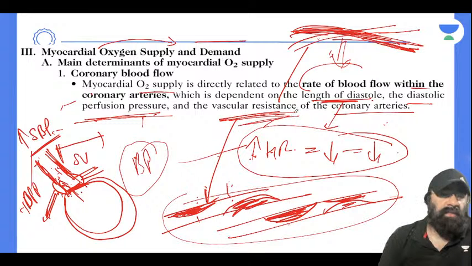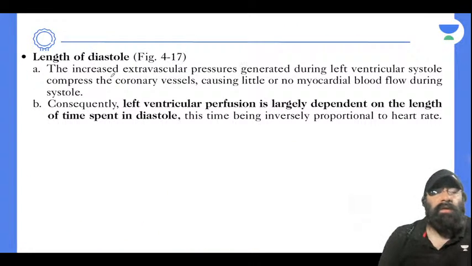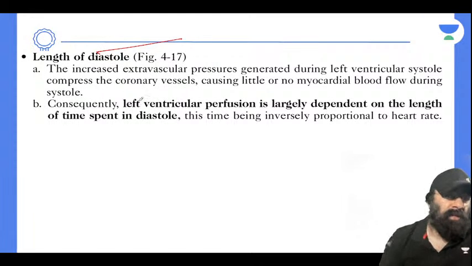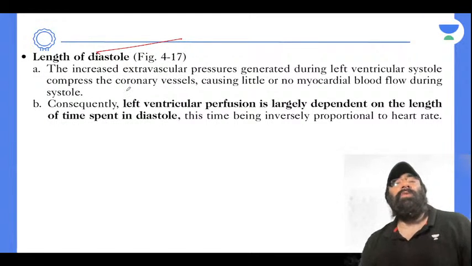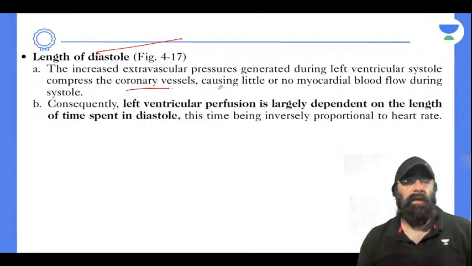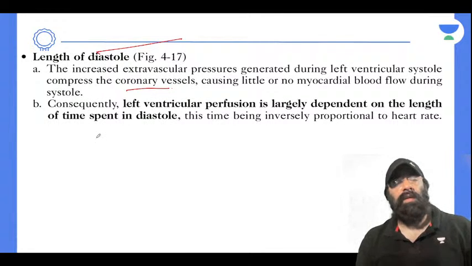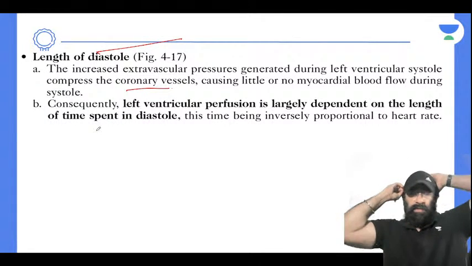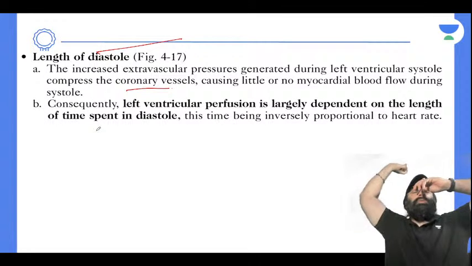So vascular resistance is there, diastolic perfusion pressure is there, length of diastole is there. तीन particular चीजें हैं. Length of diastole. Let's talk about this. Increased extravascular pressure generated during the left ventricular systolic pressure compresses the coronary vessels. Now what is this? Because in systole, there is increased extravascular pressure generated during left ventricular systole.